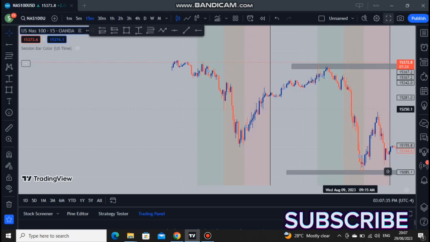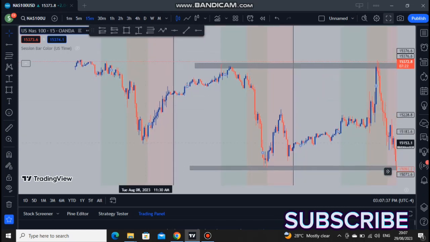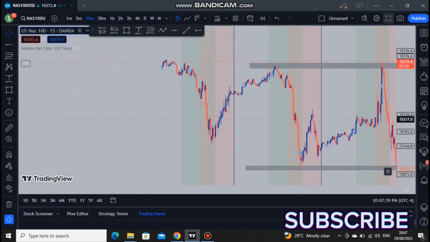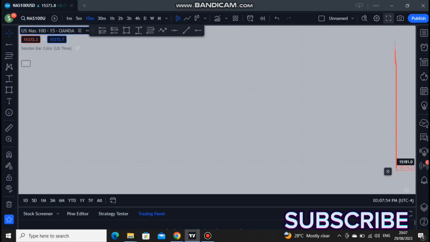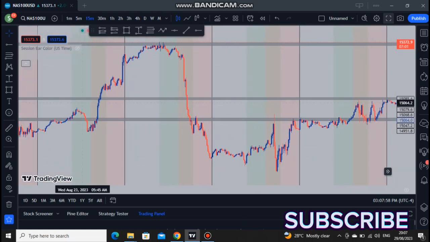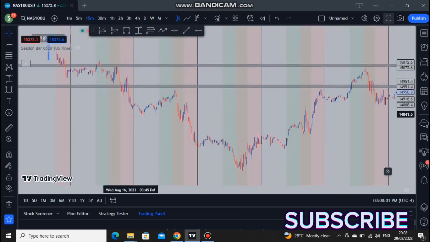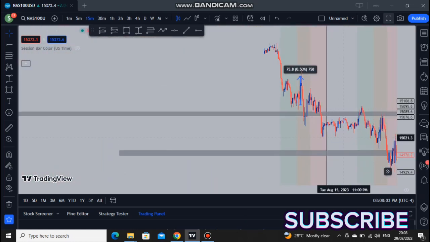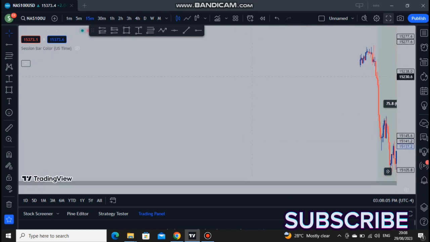What happened here, if you had your support area marked out from the old areas on the left side, all right, immediately London session came, what happened? Sold, sold, sold. Even when New York session came, it retested the support area and sold off. Then by 11:30 a.m. New York session, what happened? It sold again.